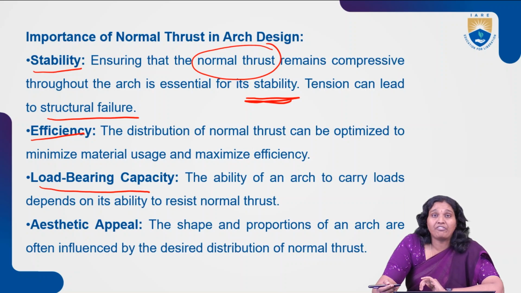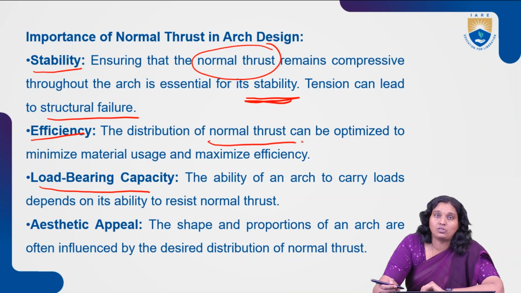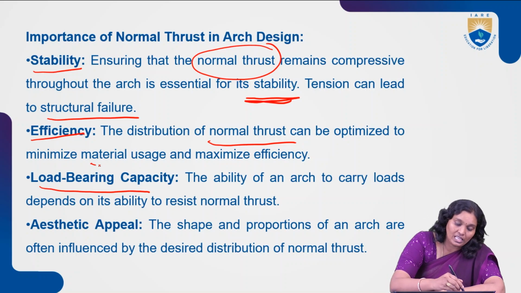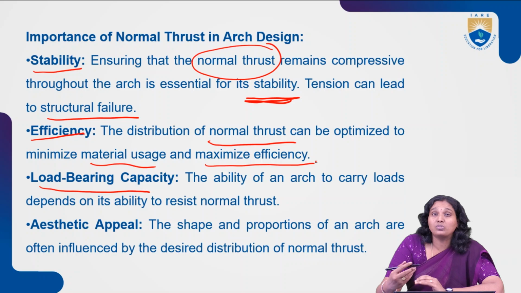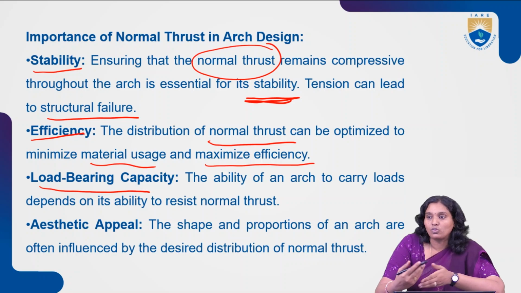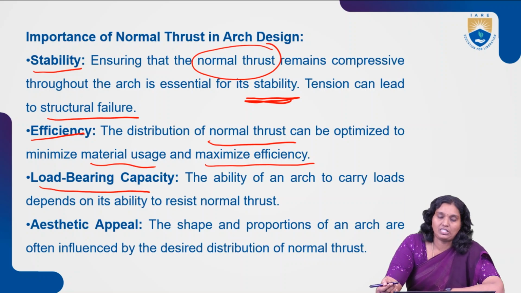Moving on to efficiency. The distribution of the normal thrust can be optimized to minimize material usage and maximize efficiency. So we may change different types of materials, minimizing the material usage and maximizing the efficiency by understanding this normal thrust.